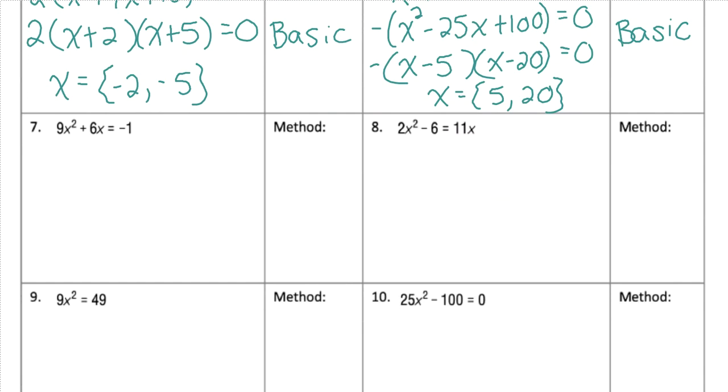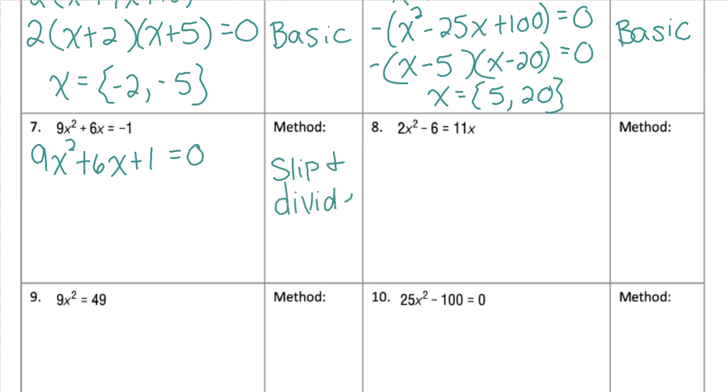Moving right along here, number 7 is not equal to 0, so I'm going to get it equal to 0 first to see what's going on. Okay, so I can see on this one that there's not a GCF, but there is that A value out in front. So in order to help alleviate that, I am going to slip and divide. So I'm looking at when that A value is greater than 0, and I can't divide it out.